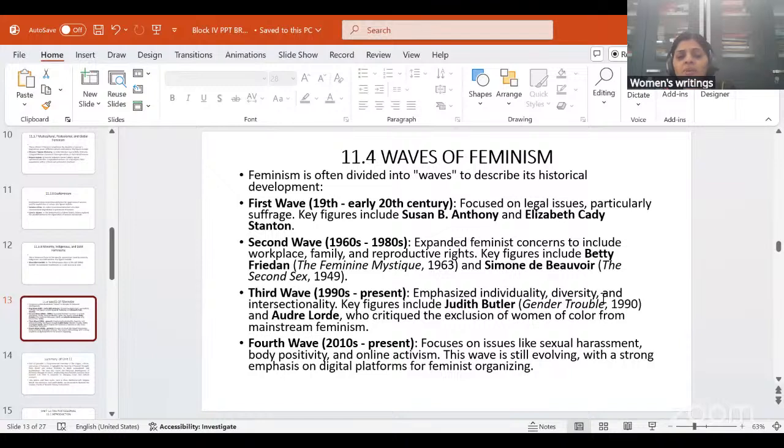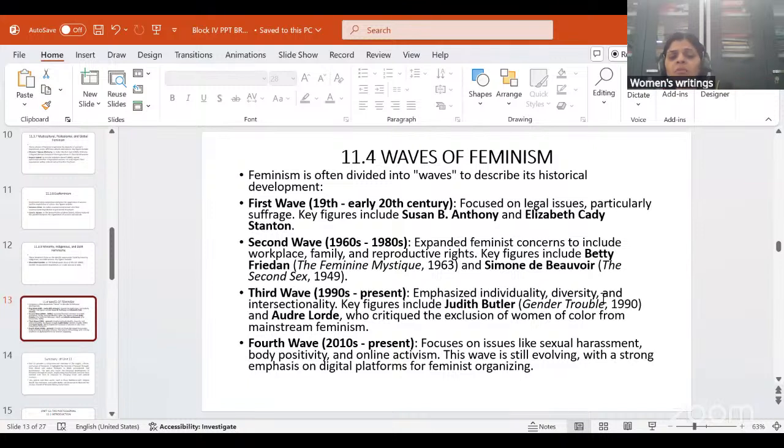Then comes third wave feminism, from the 1990s to the present, which emphasized individuality, diversity, and intersectionality. Here you get to see key figures like Judith Butler, who wrote Gender Trouble in 1990, and also Audre Lorde, who critiqued the exclusion of women of color from mainstream feminism. When you are talking about feminism, you cannot only focus on white women and their problems, right? People did not specifically look into the problems of Black women.